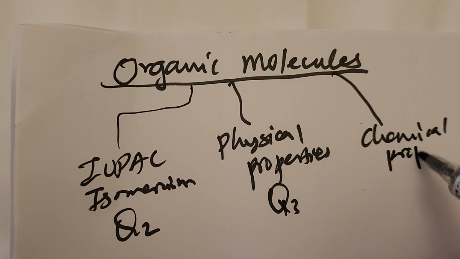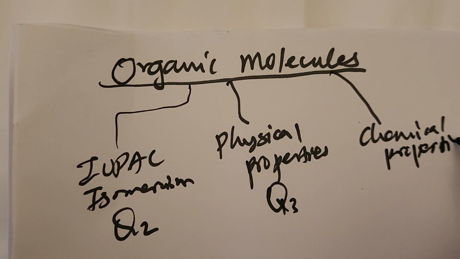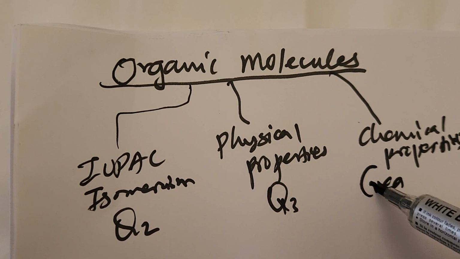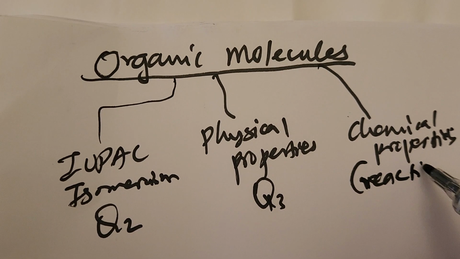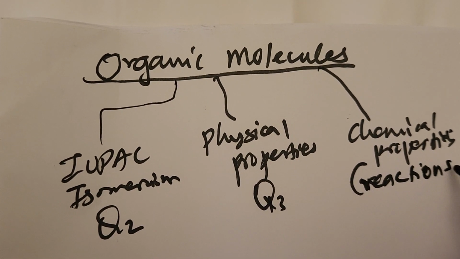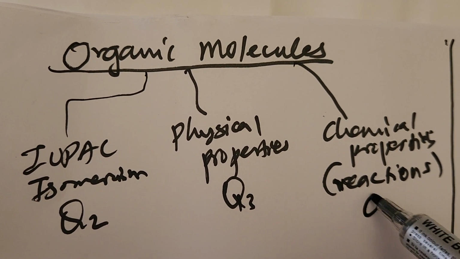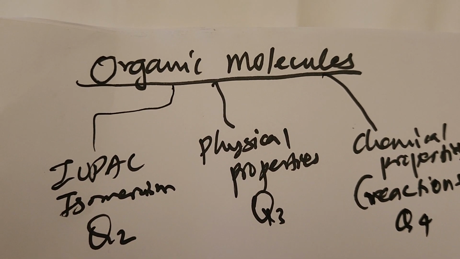In chemical properties we are mainly dealing with reactions. When organic molecules react with one another, what happens? This is your typical question 4.